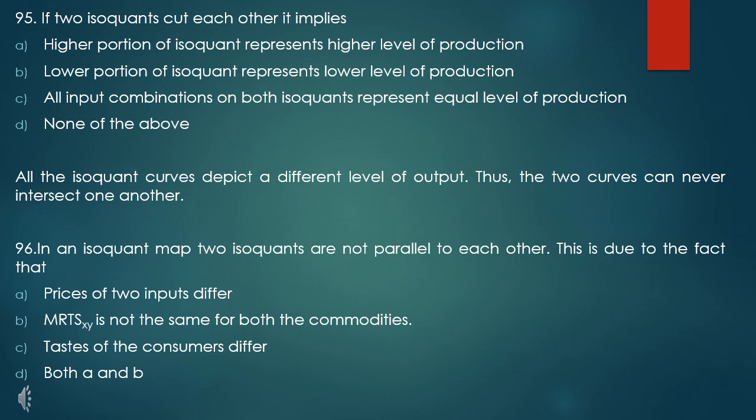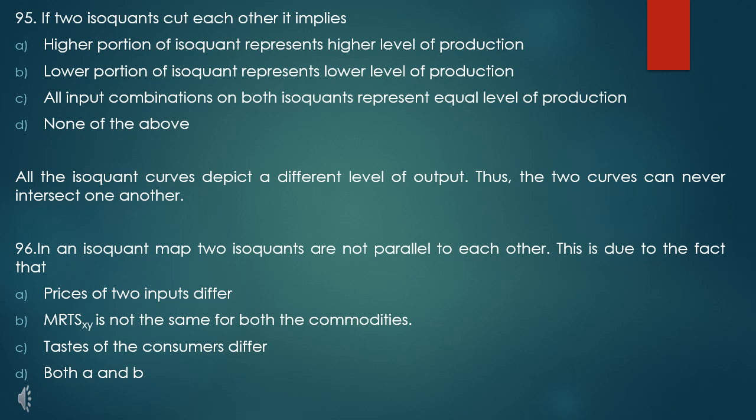Question number 95. If two isoquants cut each other, it implies: higher portion of isoquant represents higher level of production, lower portion of isoquant represents lower level of production, all input combinations on both isoquants represent equal level of production, none of the above. All the isoquant curves depict a different level of output. Thus, the two curves can never intersect one another.